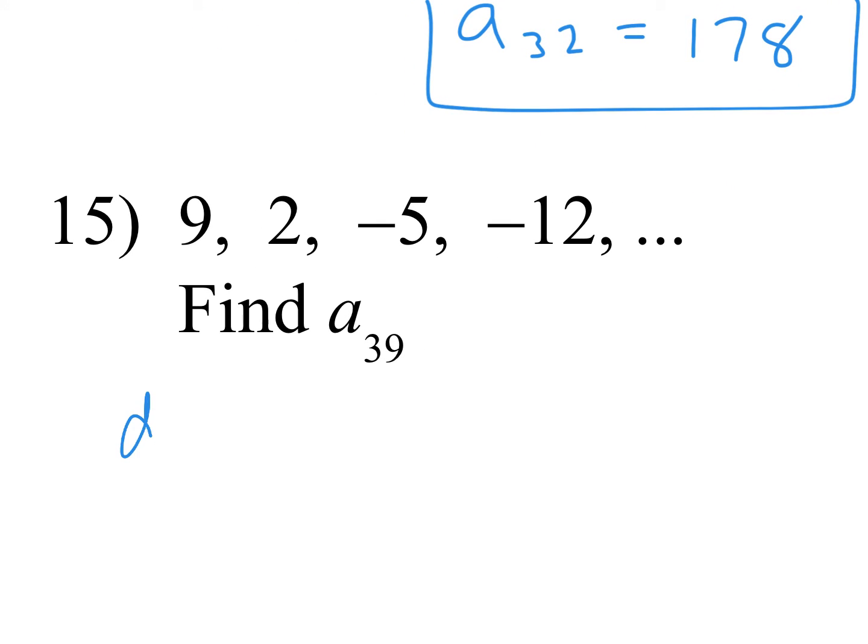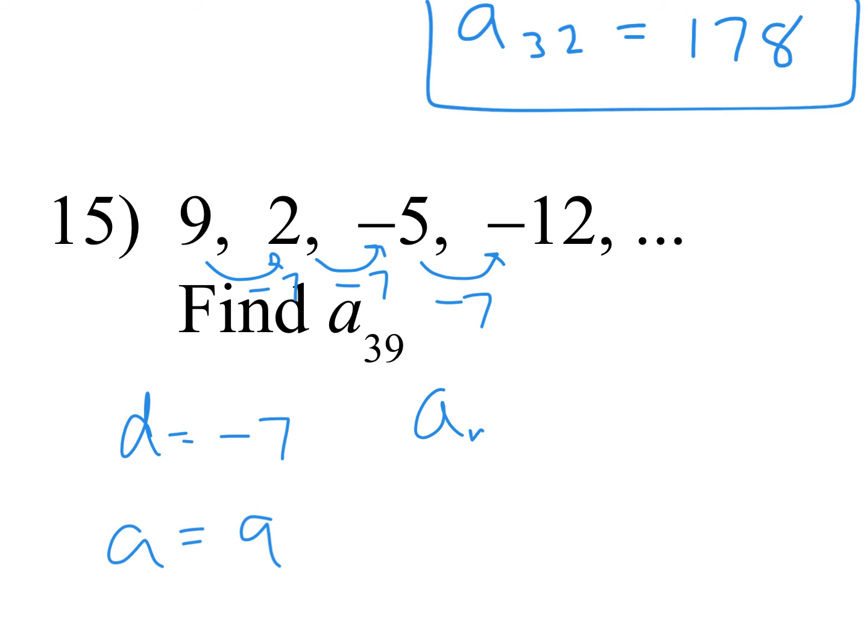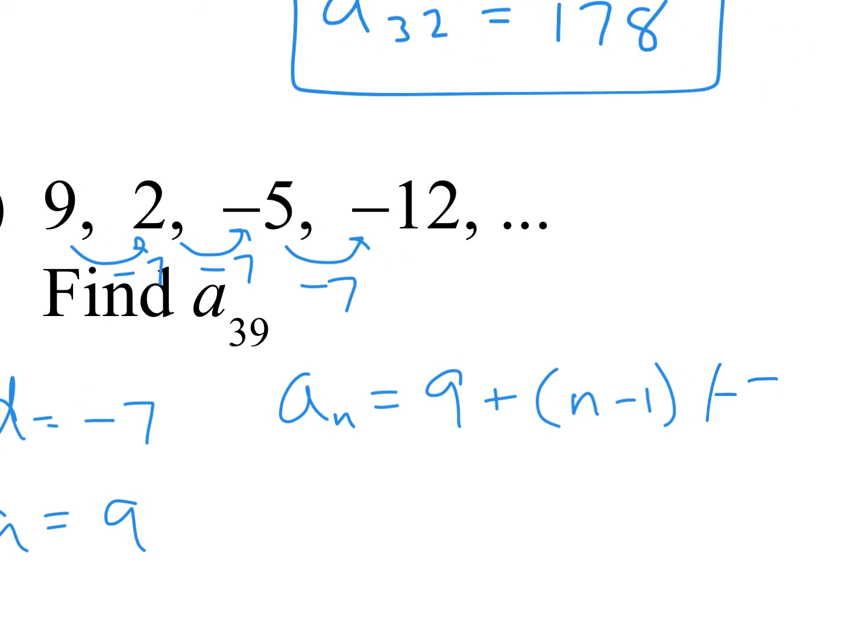What's our common difference? Negative 7. We're subtracting 7 here, subtracting 7 here, subtracting 7 here. So our common difference is negative 7. What's our first term? 9. So let's plug that into our general formula. We have a sub n is equal to our first term plus n minus 1 times negative 7.